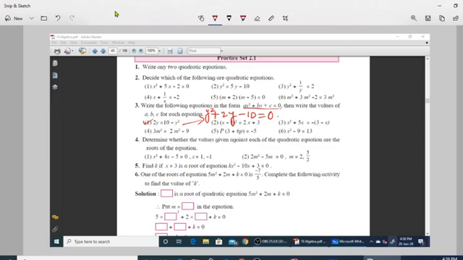Now we will compare this equation with this standard form to get the values of a, b and c. a is the coefficient of the first term, b is the coefficient of the second term, c is the coefficient of the third term. Our first term is y square, so there is no number, so I can consider 1. So a is 1, in the same way b is 2, c is minus 10. So this is the way you can find the values of a, b, c.